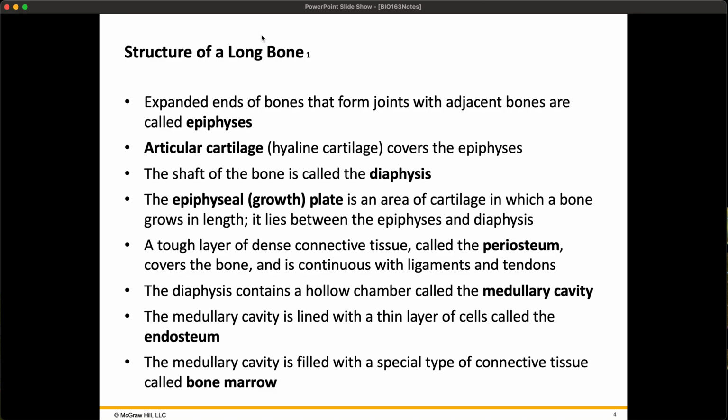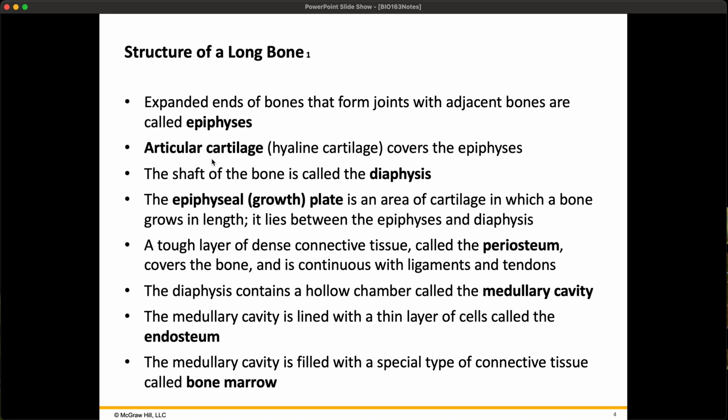When we talk about structures of bones, typically we're always looking at long bones just because the others don't have as distinguished features. And most of your bones in your body are going to be long bones. So long bones have the two ends, which are called epiphyses. There's that epi prefix, meaning upon. So the epiphyses are the ends of your long bones. That's what's forming joints with those adjacent bones.